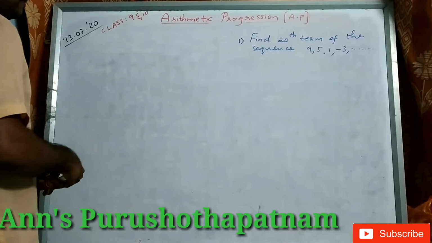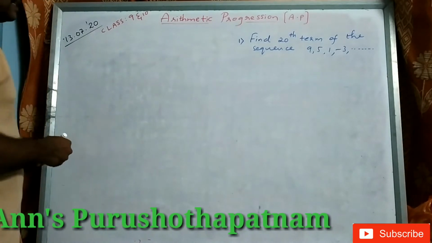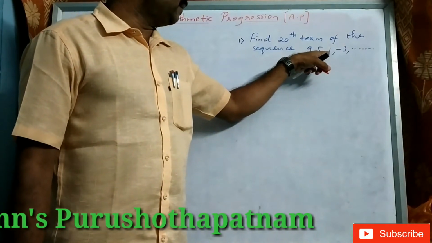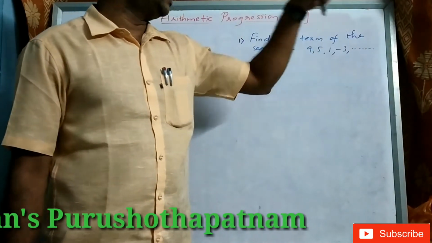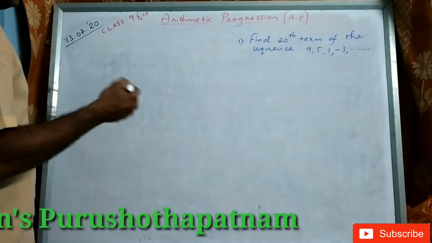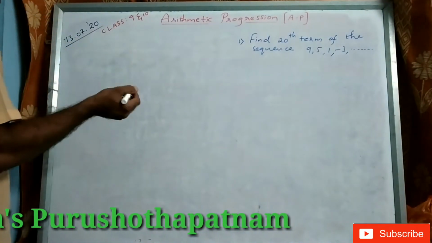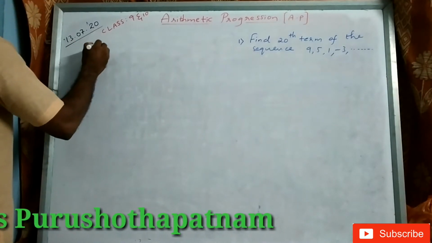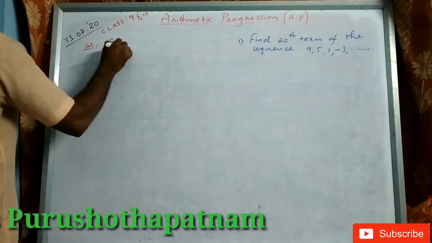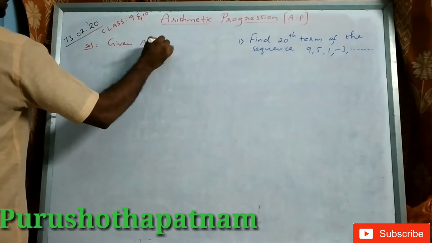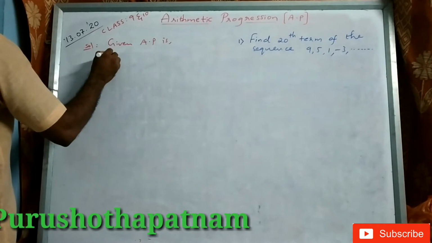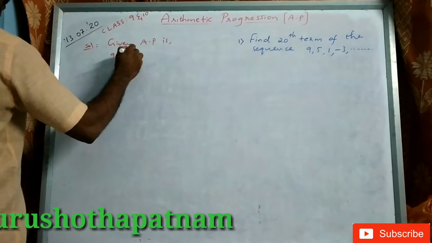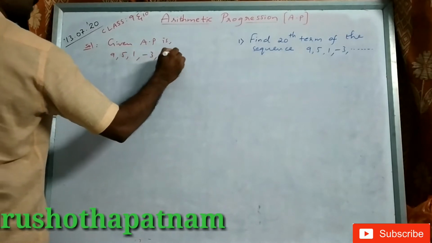What is that problem? Find the 20th term of the sequence. First term is given, second term is given, third term is given, fourth term is given, and so on. If you go on writing that progression, what would be the 20th term? How to find it by using the formula? I will tell you. See, the given AP is 9, 5, 1, minus 3, and so on.